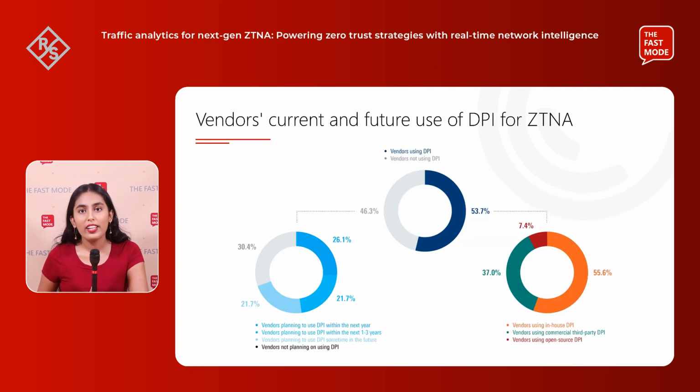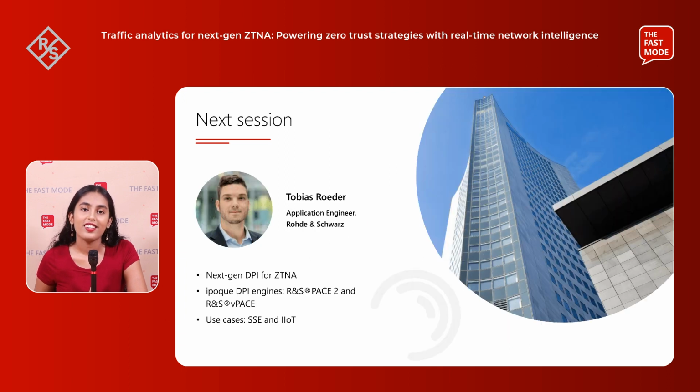Lastly, we quickly look at the adoption of DPI for traffic visibility for ZTNA. DPI emerges as one of the most popular visibility solutions, with 53.7% of ZTNA vendors currently using DPI. Among these vendors, the bulk are using in-house DPI, followed by commercial DPI. Of the vendors not using DPI, 26.1% plan to do so in the next year, 21.7% plan to do so in the next 1 to 3 years, and another 21.7% plan to use it sometime in the future.